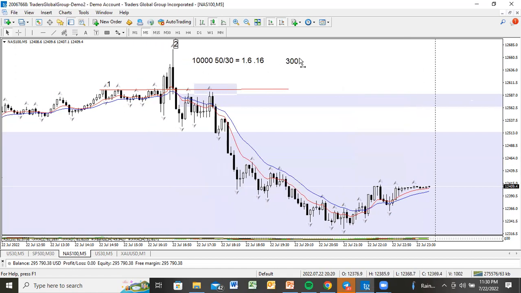If you take a L on a $10,000 account, that means you lost 3% of your account in one trade. That's way too much, guys. If you want to risk standards, you gotta put a smaller stop loss. You gotta match the stop loss with the 50.